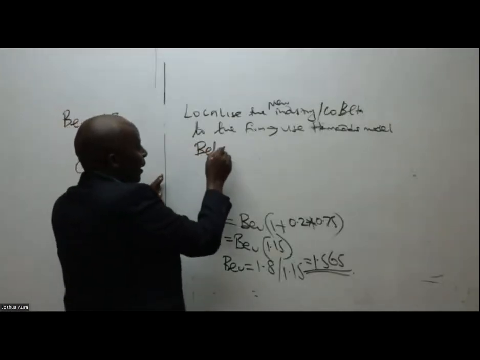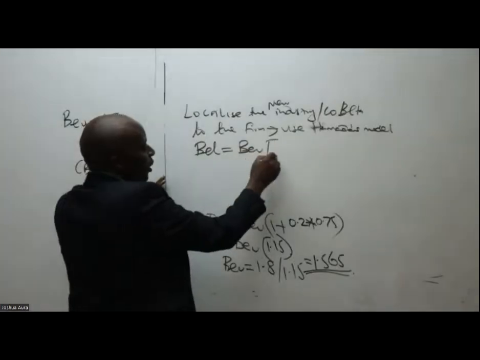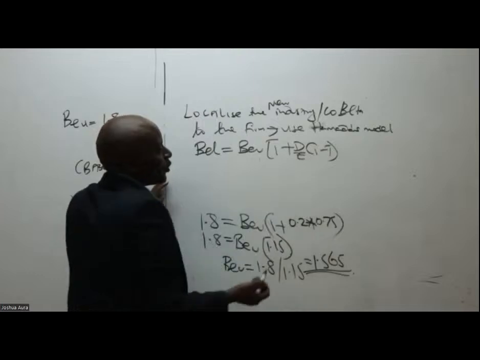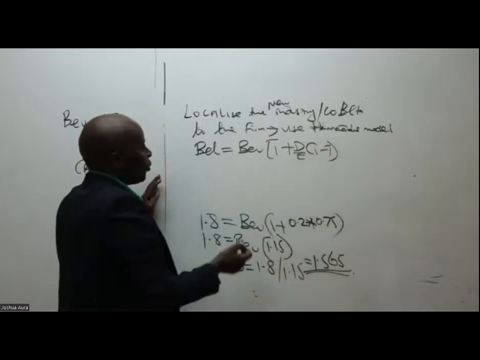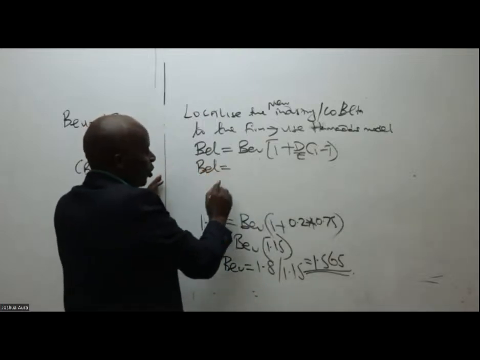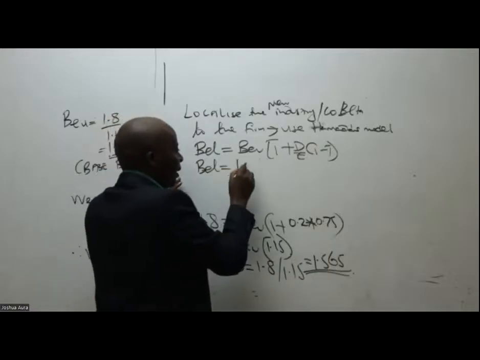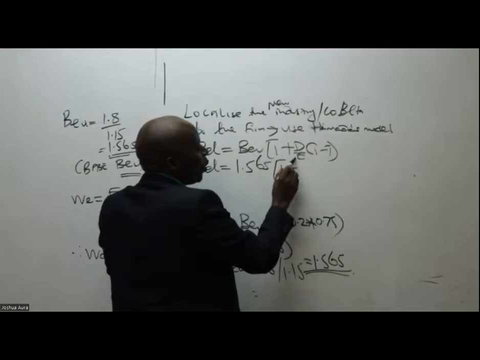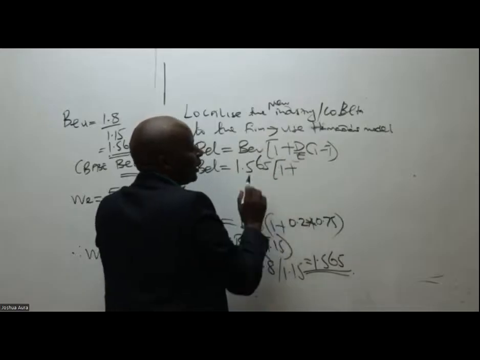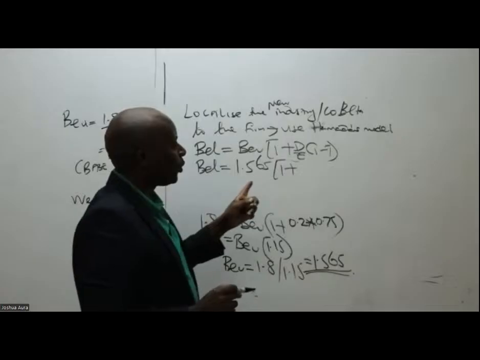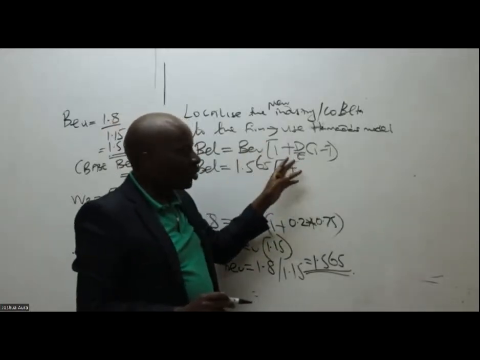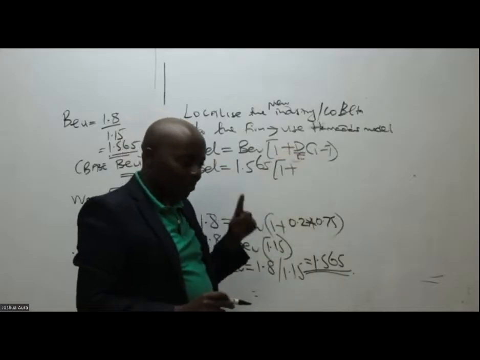Again, I'll go back there. BEL equals BEU into 1 plus debt over equity into 1 minus tax. So my BEL here will be equal to BEU that you guys have just given me of 1.565 into 1 plus, now when I look at the company that we have at the moment, I can see the debt to equity ratio of the company. I'm localizing this to the company, so I have to use the debt to equity ratio of the company.